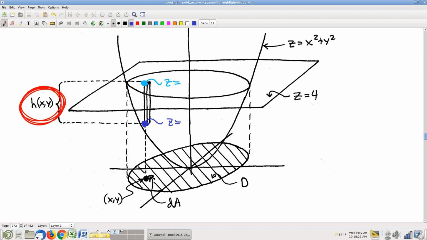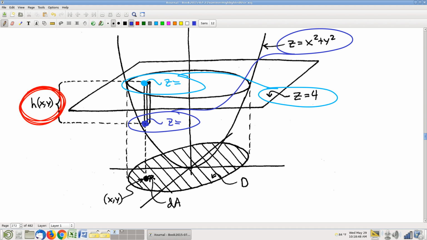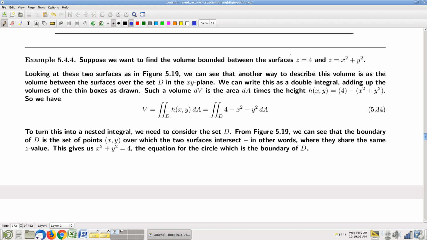Do be careful, please. It's really tempting to say, okay, it's the higher one minus the lower one, so it's this one minus that one. But that's just how I wrote it on the page. Importantly, this higher one is the plane. The lower one is the paraboloid. You're going to have this urge to say x squared plus y squared minus 4. It's the other way around. It's 4 minus (x squared plus y squared). Okay, so there's our integrand.